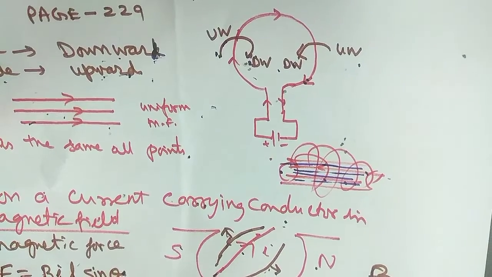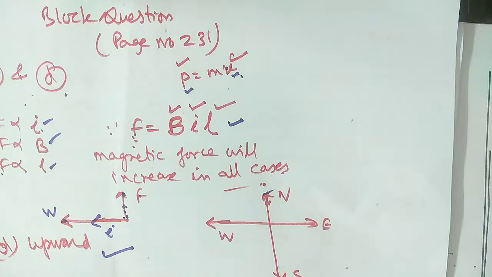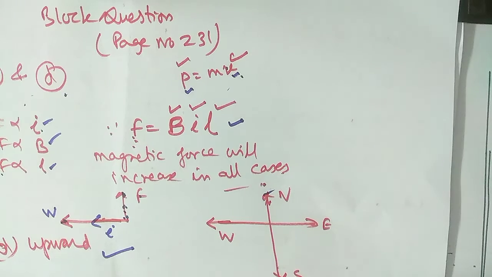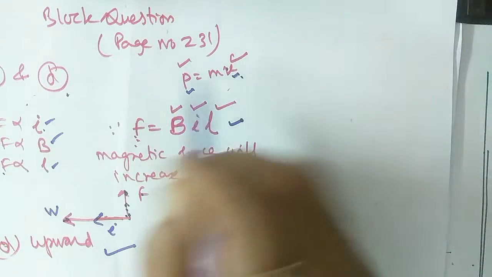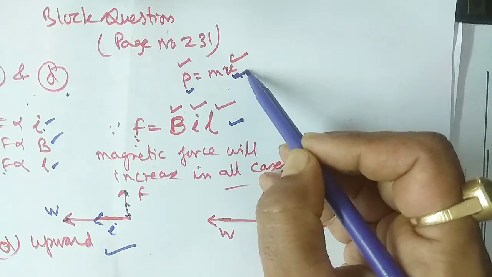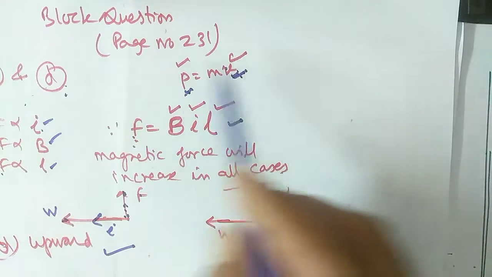Now after this we can discuss some block questions given on page number 238. See the first question, it is a multiple choice question. Which of the following properties of a proton can change while it moves freely in a magnetic field? When a positively charged particle moves in a magnetic field, it will experience a force, so its velocity will change. If velocity changes, then according to the formula momentum will also change. So options C and D both are correct.